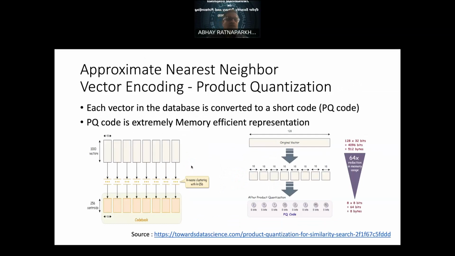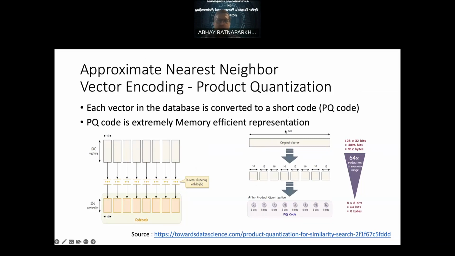Another important vector encoding technique is called product quantization. There are some mathematical aspects to this technique, but the idea behind product quantization is: if we have a vector of n bits, how can we reduce it into a code which is very small compared to the original vector?